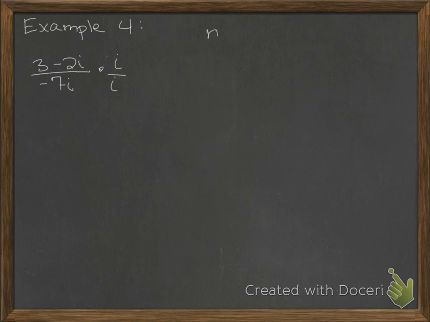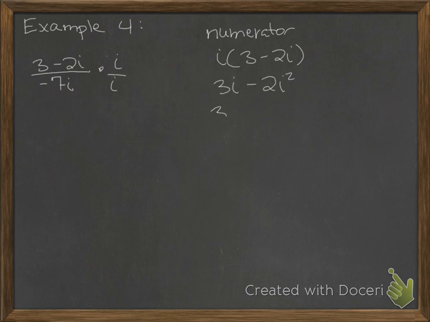So let's look at just the numerator. We have i times the quantity, 3 minus 2i. So that's going to give me 3i minus 2i squared. Remember, i squared, you have to replace it. You can't leave it in your answer. So that gives me 3i plus 2. Again, I always want to write it in a plus bi form. I want to put the real part first and then the imaginary part. So that's going to be my numerator.